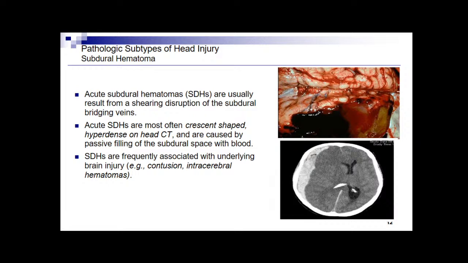Subdural hematomas are frequently associated with underlying brain injury, for example, contusion or intracerebral hematomas, because dura mater is injured, ruptured, and energy of the initial hit penetrates under dura mater and can cause internal damage to brain cortex and underlying anatomical structures, because arachnoid and pia mater are very tiny brain coats, and they cannot prevent mechanical damage of brain tissue.